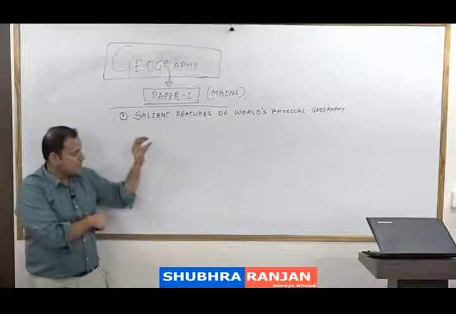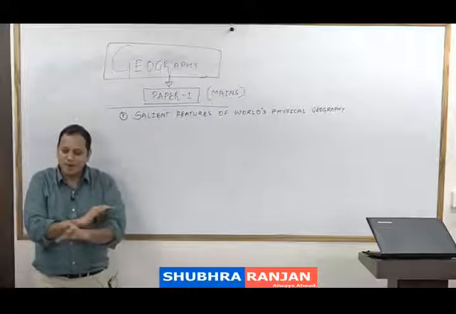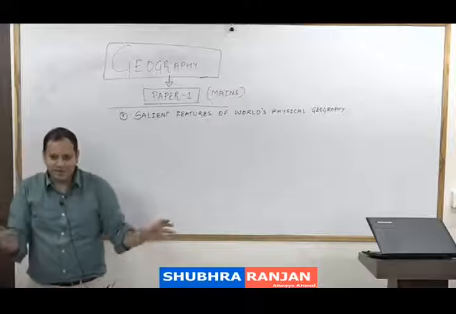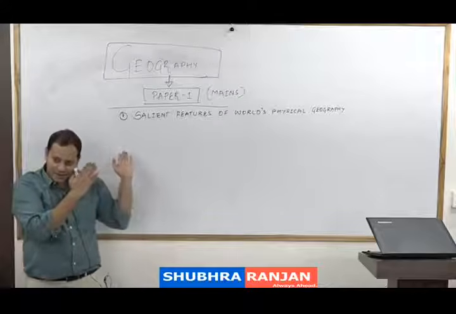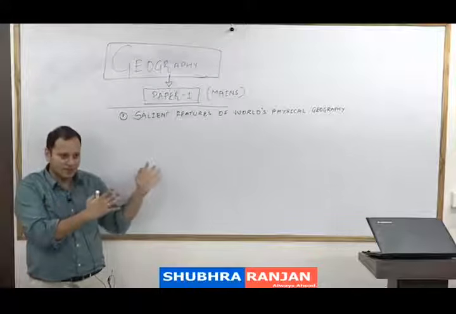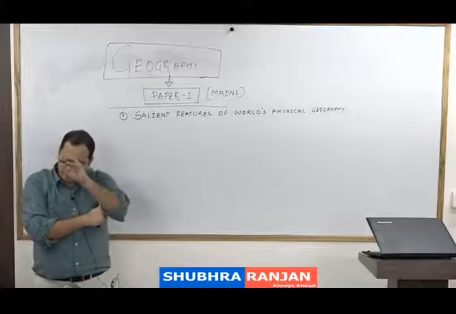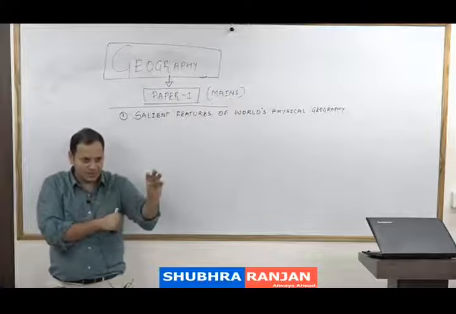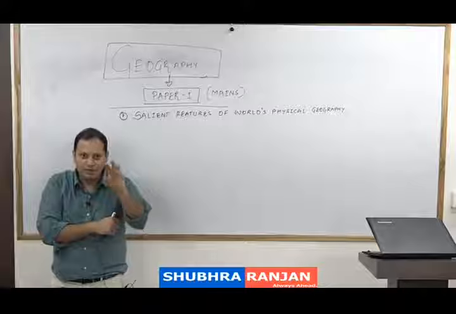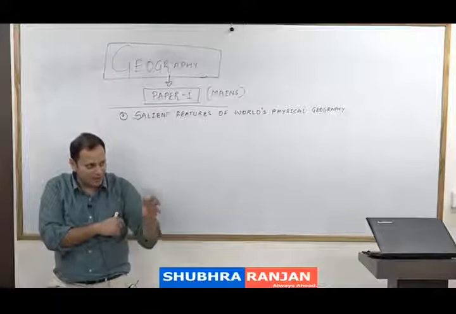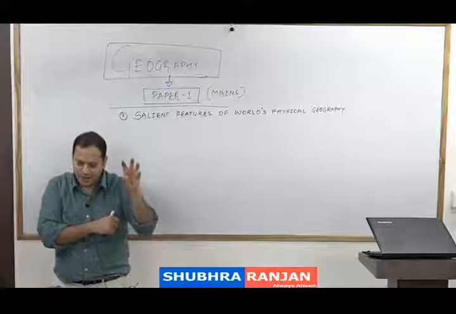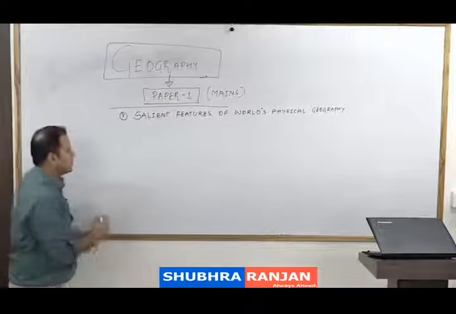In the salient features of the world's physical geography, our entire lecture plan, this entire part, this one statement is 50% of our syllabus. It is given in just one statement. This is how they make the syllabus. They have not told us geomorphology, climatology, oceanography; they just say the salient features of the world's physical geography.